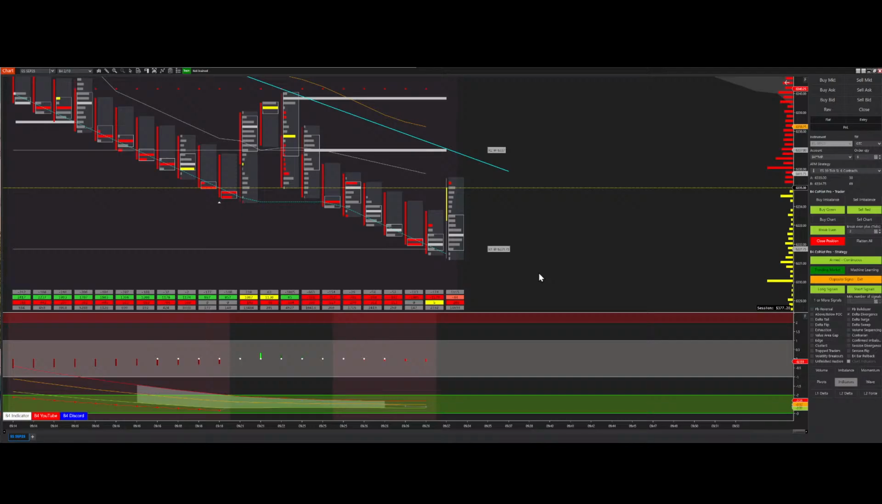It's time for our KISS dots to start firing, Walshy. There it is on this candle. Order filled.